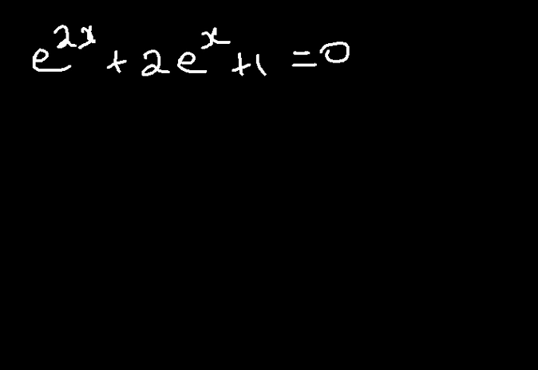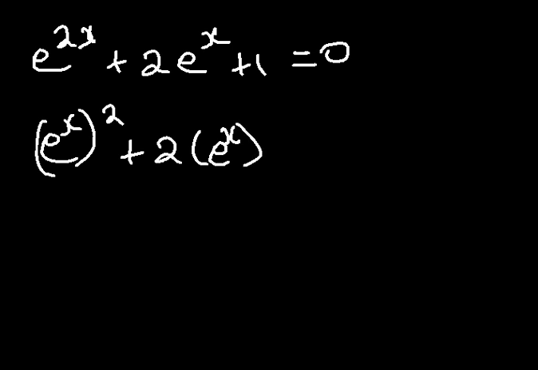Of course, using the laws of indices, we can manipulate this in the sense that we can have e to the power x times e to the power x, and plus 2 e to the power x, and plus 1. To make sure that whatever you have here is the same as whatever you have here, so that we can express it as a quadratic equation.